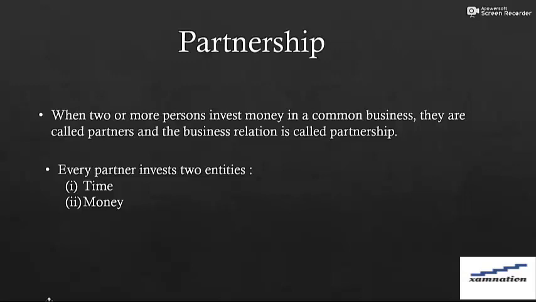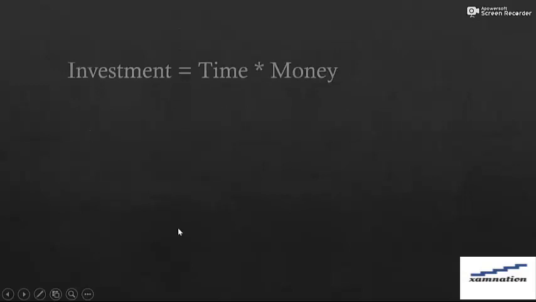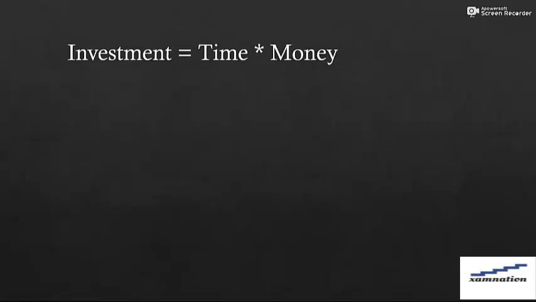Hence, it follows that a partner's investment is a product of their time and money. That is, investment is equal to the amount of money invested multiplied by the time period for which it is invested. This is because we need to find the amount that is proportionally invested throughout the year.